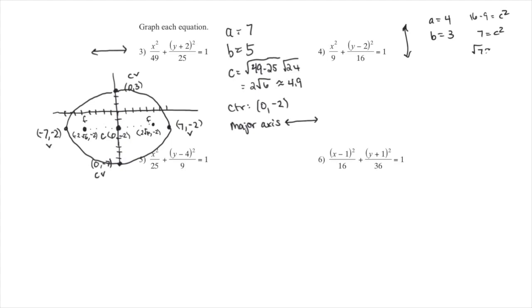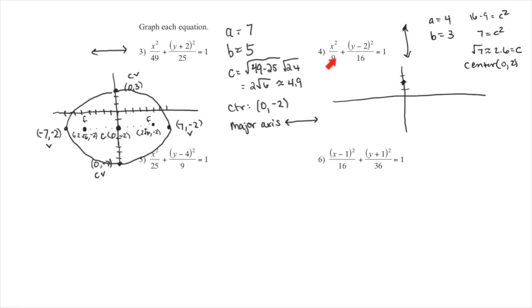Number 4. Here we have a vertical major axis. It's under the y, so it's going to run like the y-axis. A is going to be the square root of 16. B is going to be the square root of 9. Remember, A and B can swap places. A is always the larger of the two. And then we find C, which turns out to be about 2.6.